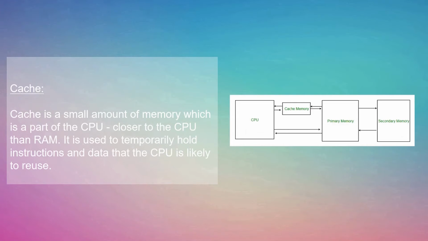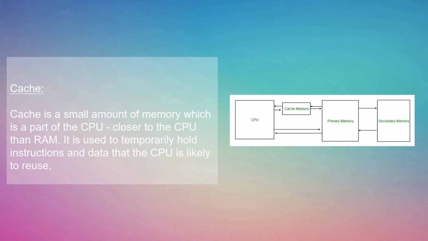So now continuing with the cache memory. The cache is a small amount of memory that is a part of the CPU. Closer to the CPU than RAM, it is used temporarily to hold the instructions and data that the CPU is likely to reuse. The CPU control unit automatically checks the cache for instructions before requesting data from RAM. This saves fetching the instructions and data repeatedly from RAM. The more cache there is, the more data can be stored closer to the CPU. The cache has 3 levels: Level 1, level 2 and level 3.